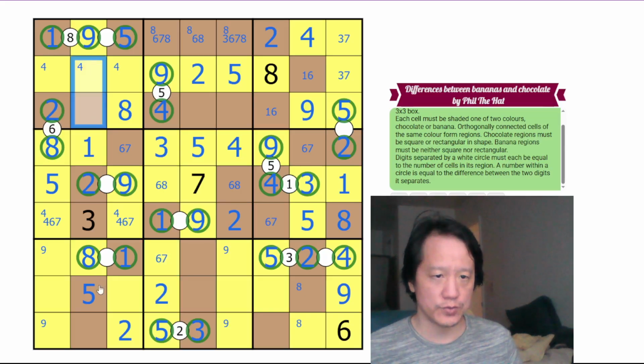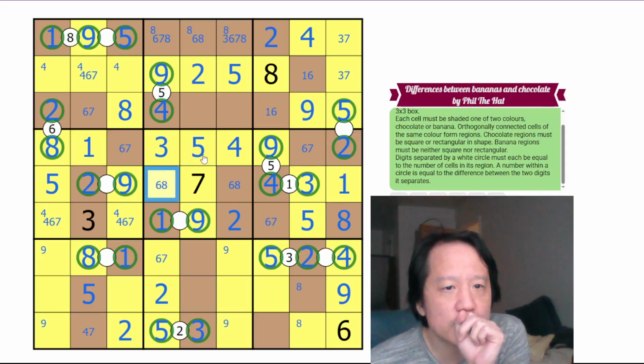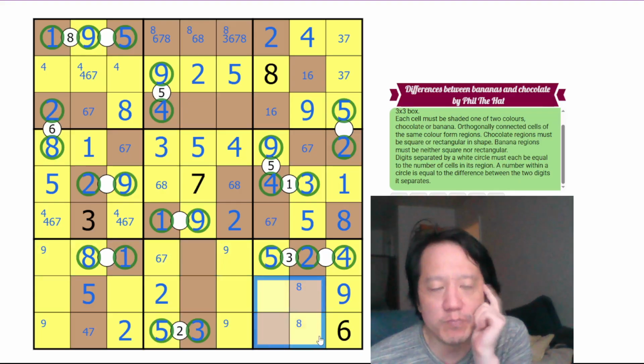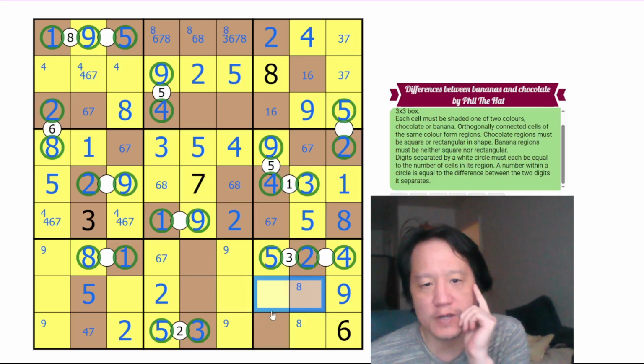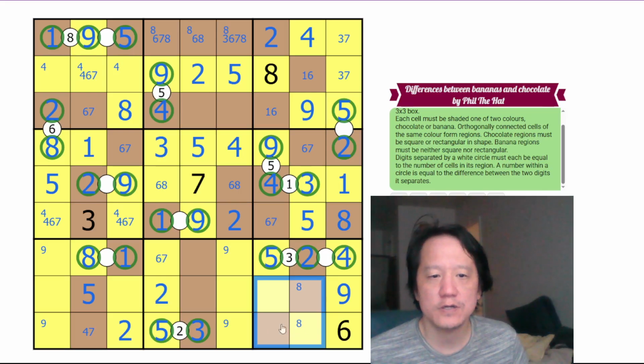Column 2. We have 4, 6, and 7. And this can't be 4 because of 4 in the row. This can't be 6 because of 6 in the row. Actually, let's do box 9. We have 1, 8. 3 can't be here. 3 can't be here. Where's 3 in the box? It must be here.